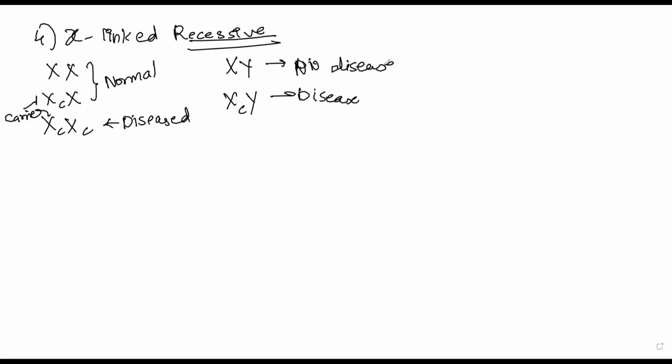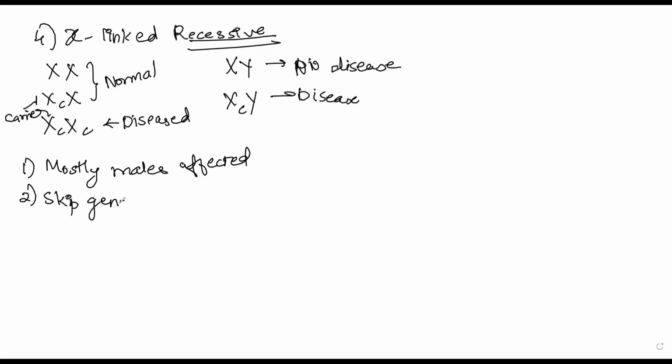Now, let us see what we can understand about the characteristics of this. Firstly, mostly the males are affected, as we discussed for an X-linked trait. Other thing is, since it is a recessive trait, it skips generations. We have discussed this phenomenon before. Next thing that you observe is very, very important.